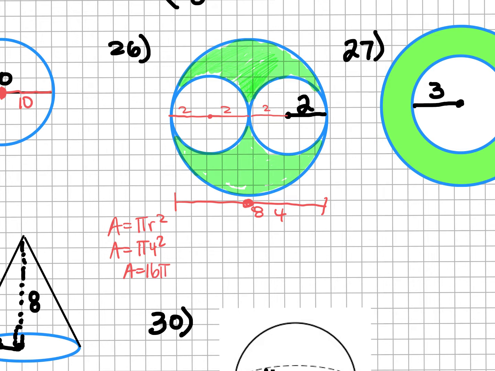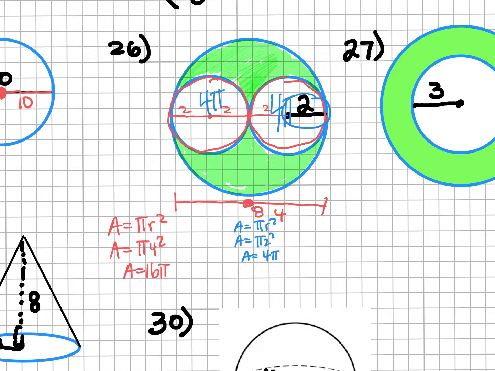But we need to subtract out these 2 circles. And they're the same size. So once I find one of them, I'm going to just multiply by 2. So let's try to find one of those small circles. I'll do it in blue. Area equals pi r squared. The radius is 2 for that little guy. So area equals pi times 2 squared. Area equals 4 pi. Okay, so if this is 4 pi in here, then this is 4 pi in here.